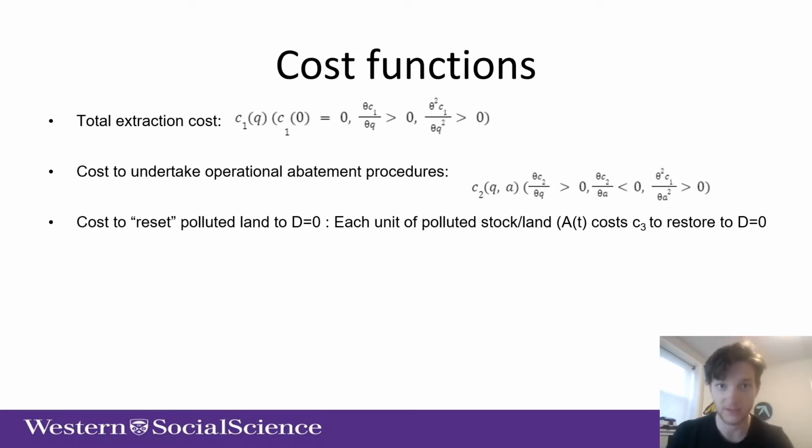The cost functions, as explained in the paper, are very theoretical, so I won't go in depth, but it is important to know that the total extraction cost is defined using C1. The cost to undertake operational abatement procedures is defined using C2, and the cost to reset polluted land to D equals 0 is C3, and is proportional with the size of the polluted land. Next we'll be exploring some numerical examples found in the paper.